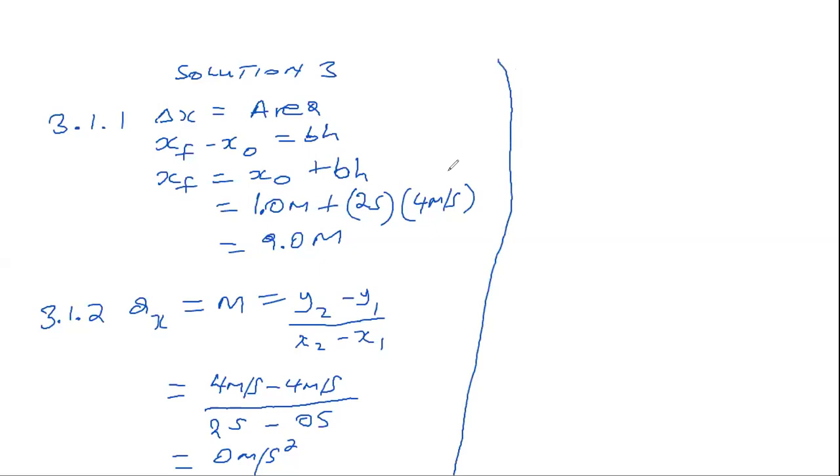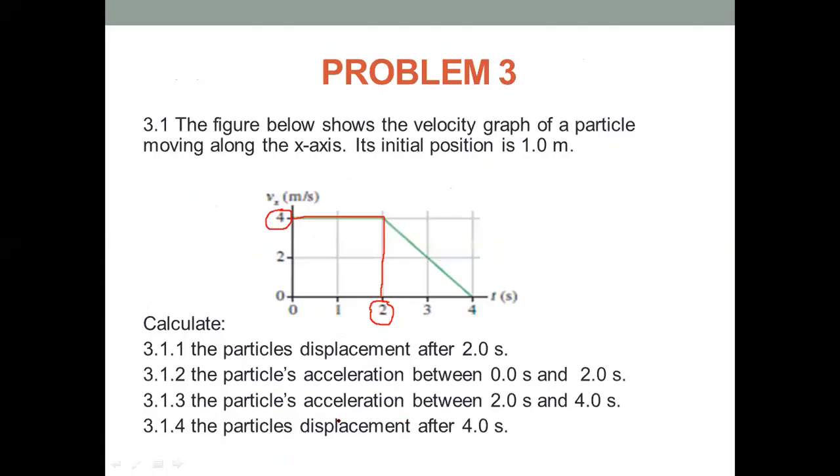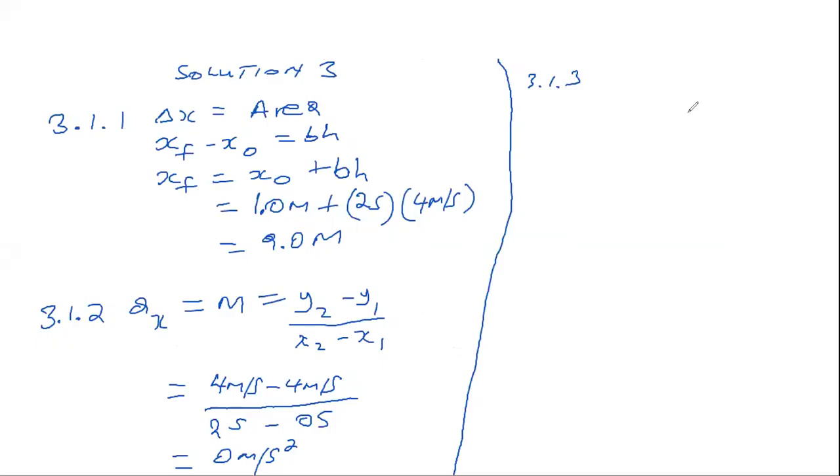Okay, let's go to the next question, which is 3.1.3. Let me share the question again. Okay, so now we're looking for the acceleration between 2 and 4 seconds. Okay, let's work it out. As you can see, the initial velocity is 4, the final is 0.